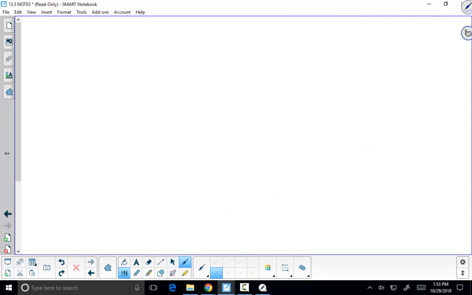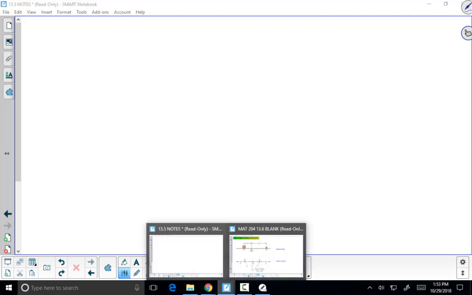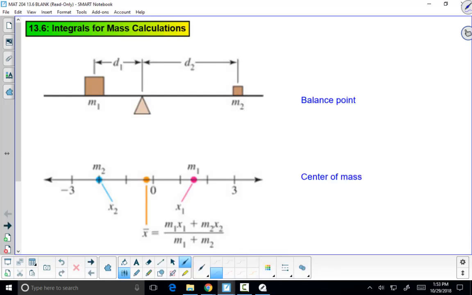Okay, let's get started on the next section, and then we'll take our break. All right, we'll get started on this section. So here we're going to be finding center of mass and centroids.